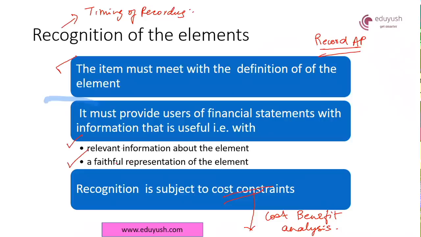In the same way, when we are going to recognize any element of the financial statements, you also have to look at the cost benefit analysis. Am I going to spend a lot of money to produce this kind of information, much more than the benefit I get by putting that information? So this is a little subjective view based on which you will record. Sometimes if you have to spend too much compared to the benefit you're going to get by recording, you may not record that information.